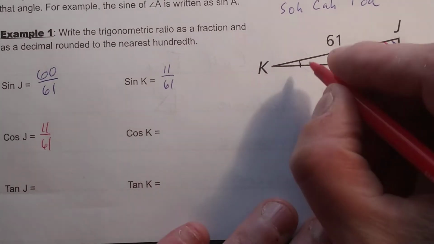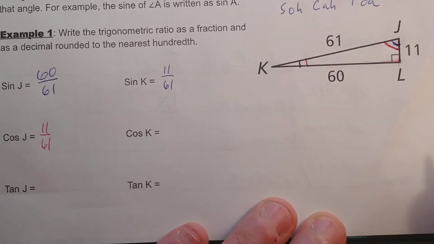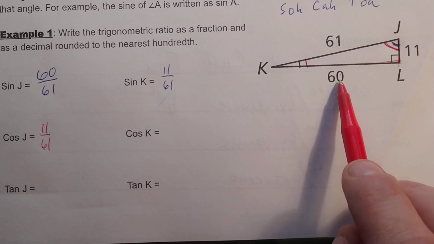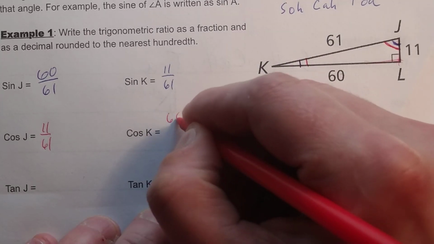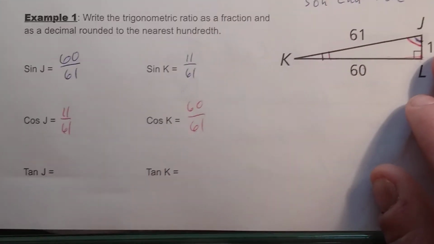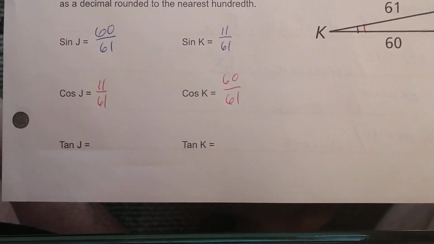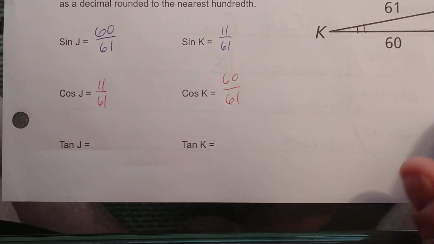Next is the cosine of K. For cosine, that's going to be the adjacent leg, which is 60, over 61. Just like that.